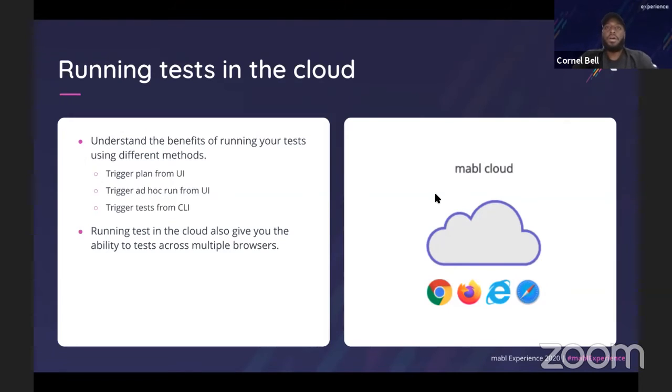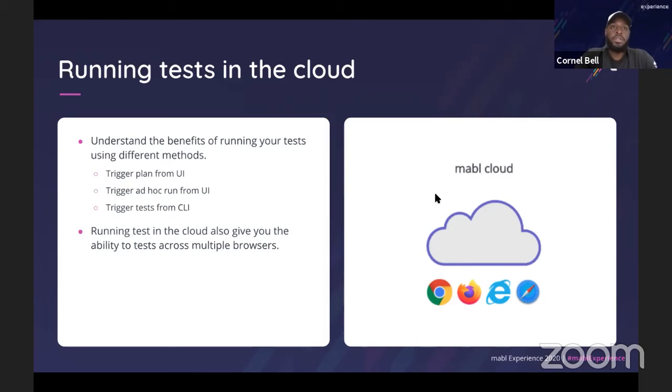All right, so another important thing that I want to discuss with you guys is just understanding the different methods of running your test in the cloud. So let's just discuss. You have triggering your plan from the UI. You can trigger an ad hoc run from the UI, and you can trigger a test from the CLI. In my opinion, as a support rep, I see myself triggering a ton of ad hoc runs. Number one, because I'm mainly troubleshooting and just diving right back to that issue and want to confirm that my fix actually worked or didn't work so I can continue working.